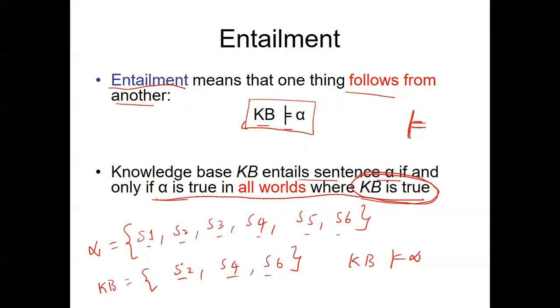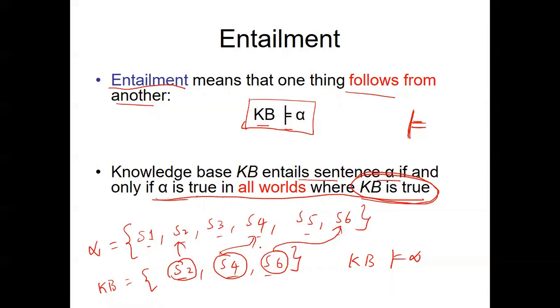So start with KB. S2 is true in KB. Is it true in alpha? Yes. S4 is true in KB. Is it true in alpha? Yes. S6 is true in KB. Is it true in alpha? Yes. So KB entails alpha.